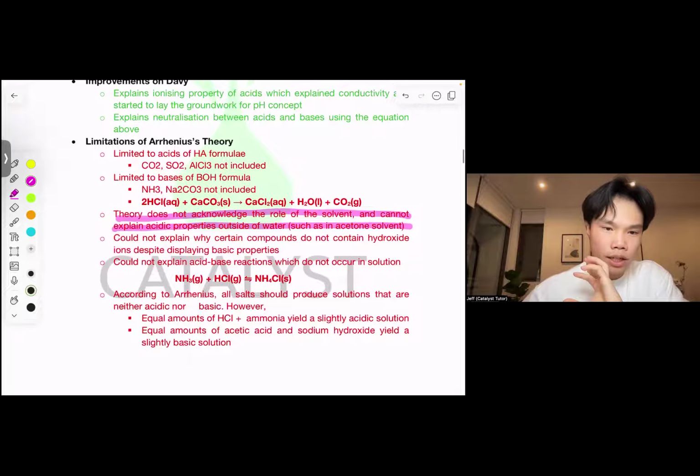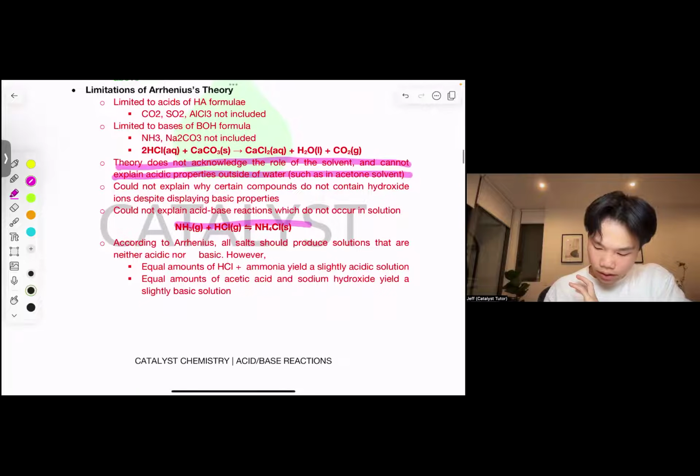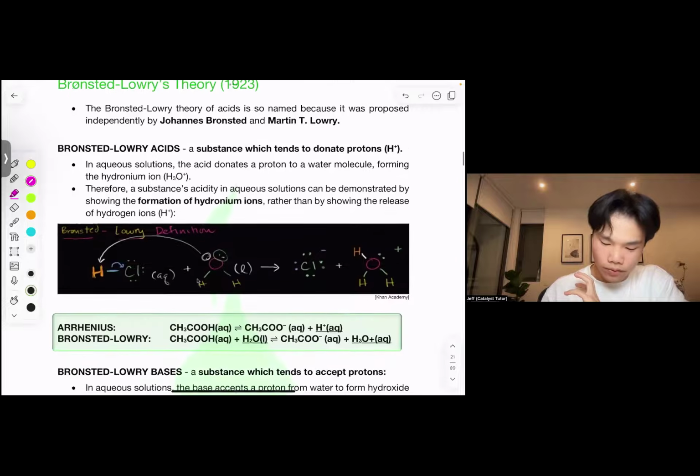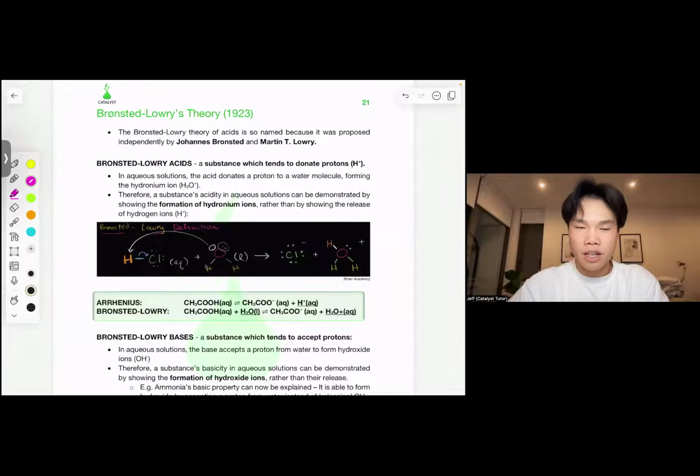So that doesn't explain gaseous acid and base, as we say here. And that's probably the main one. The other ones are also important, but we've got to keep moving. Bronsted-Lowry's theory develops further on this, and he says that a substance which tends to donate protons is an acid. This now captures things that happen outside of solution, and it acknowledges the role of the solvent in solution.